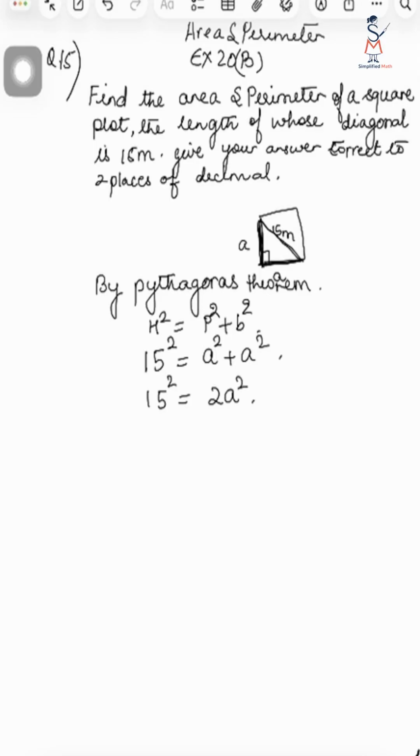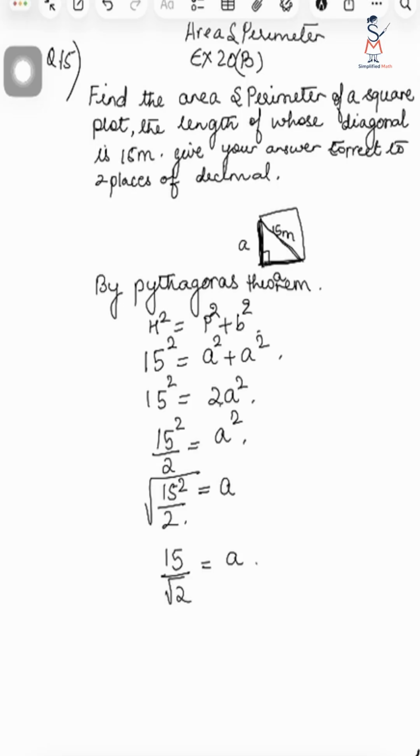Fine. So 15 square by 2 comes here, becomes divide, is a square. So what is a? A is square root of 15 square by 2. Fine. So square root of 15 square will be 15 because 2 in a pair, and square root of 2 will be root 2. So this is the value of the side of this particular square, that is 15 by root 2.